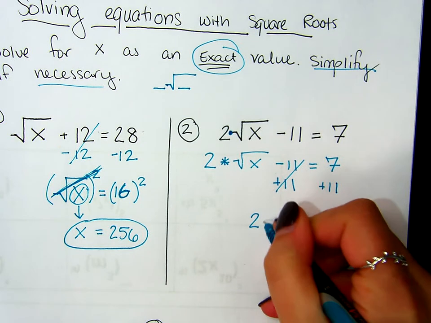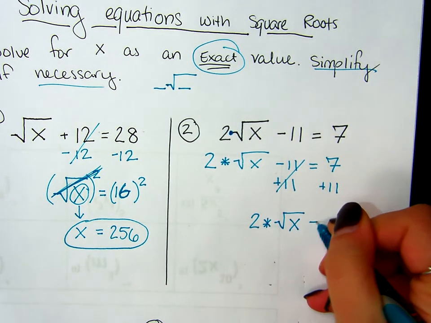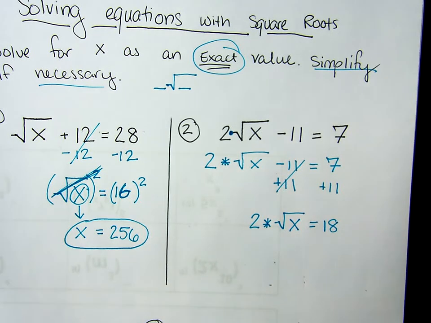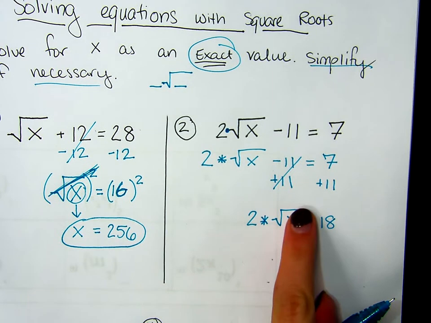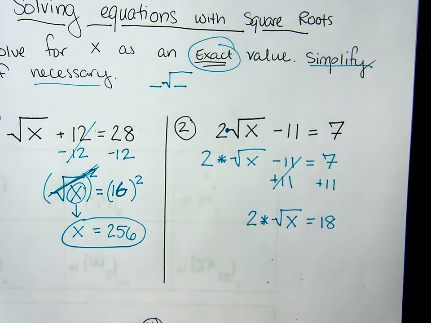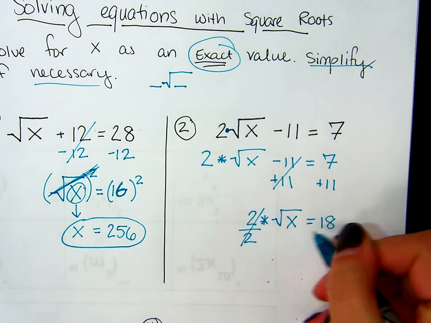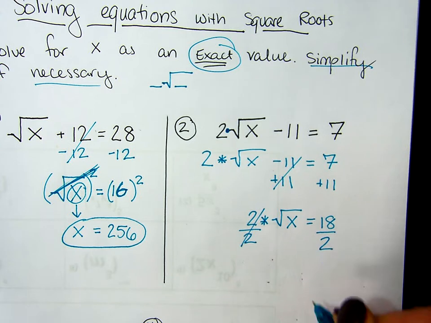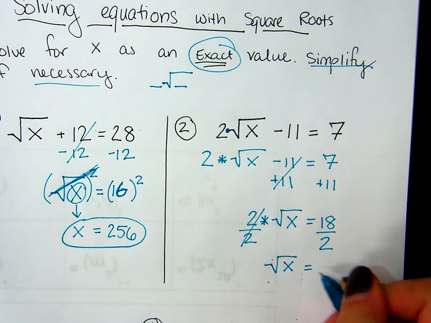I'm going to get 2 times the square root of x equals 18. Now I'm going to go ahead and cancel out this 2. Again, the radical symbol itself is directly surrounding the x. That's going to be the last thing I can get rid of. So I can cancel this 2 by dividing by 2. So the square root of x is equal to 9.